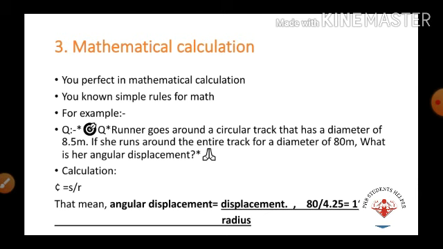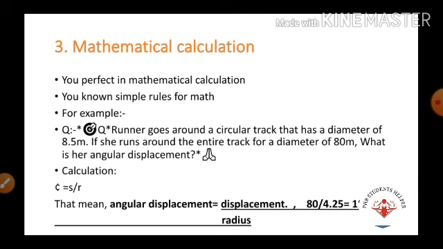For example, the runner goes around a track that has a diameter of 8.5. If she runs around the entire track for 80 meter, what is her angular displacement? We know the formulation, we know the data arrangement, and we know the mathematical calculation.